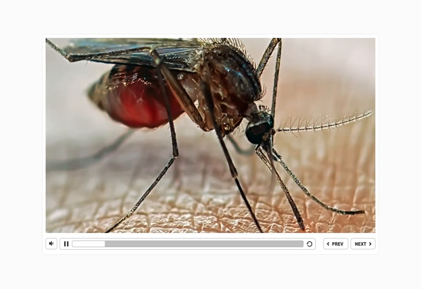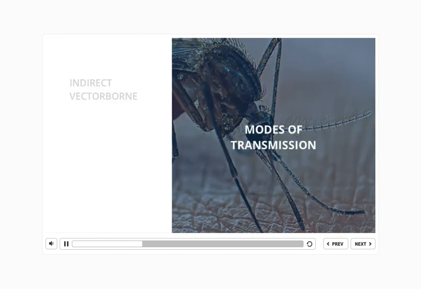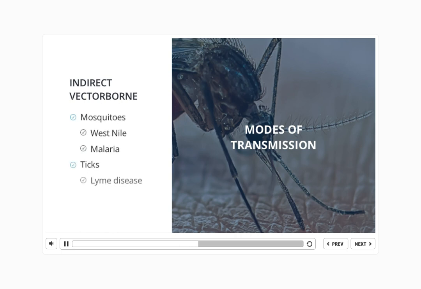Another type of indirect transmission is by insects who transmit disease. The insect is called a vector. You may be familiar with mosquitoes and West Nile virus, or ticks and Lyme disease. Barrier protection with clothing and chemical insecticides, such as DEET, are effective in avoiding vector-borne disease.